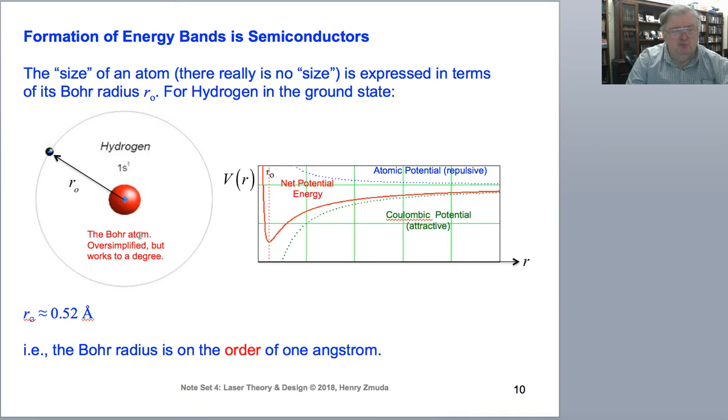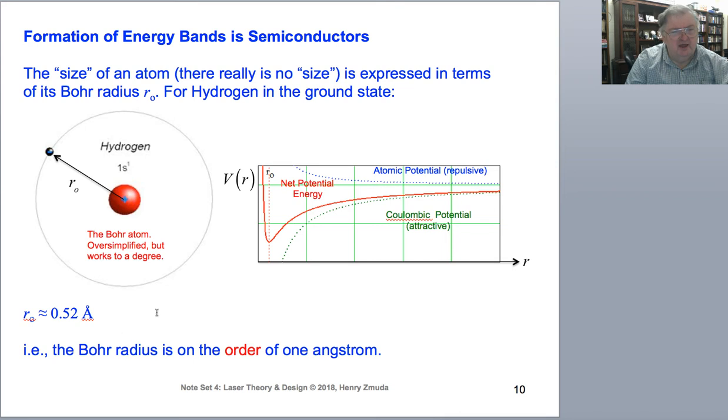Well, there's more going on here than just the attractive force of the electron and the proton. There are also atomic forces going on. It's what gives us the characteristic size of an atom. There really is no size to an atom, but there is something that we call the Bohr radius. So for hydrogen in the ground state, this is very oversimplified, but we have our proton and that electron, if you like this picture, orbiting the proton, and the distance here is a distance r0, which is called the Bohr radius. And that's what we use to talk about the size of an atom.